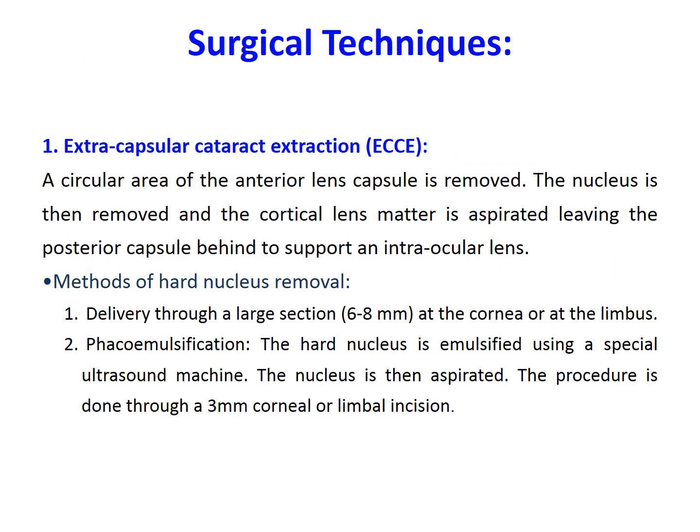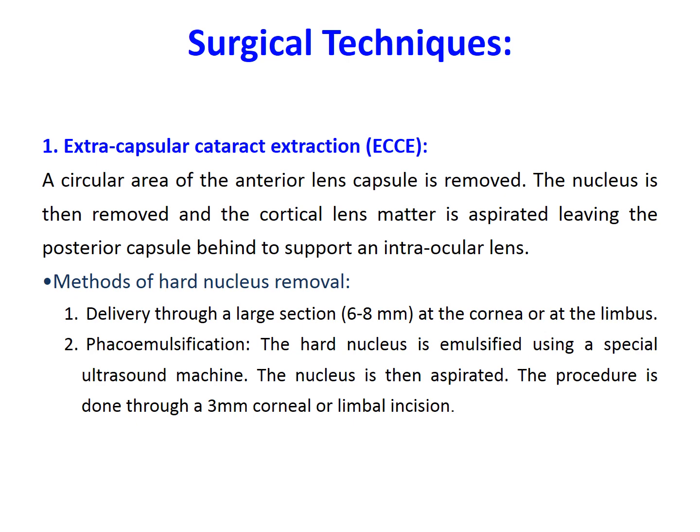What are the surgical techniques used for surgical extraction of cataract? First of all, we have extracapsular cataract extraction, abbreviated as ECCE. This is a traditional way of removal of cataract. It depends on a large incision, and we open the anterior capsule surgically and deliver the nucleus. In case of hard cataract or senile cataract, we deliver the nucleus.